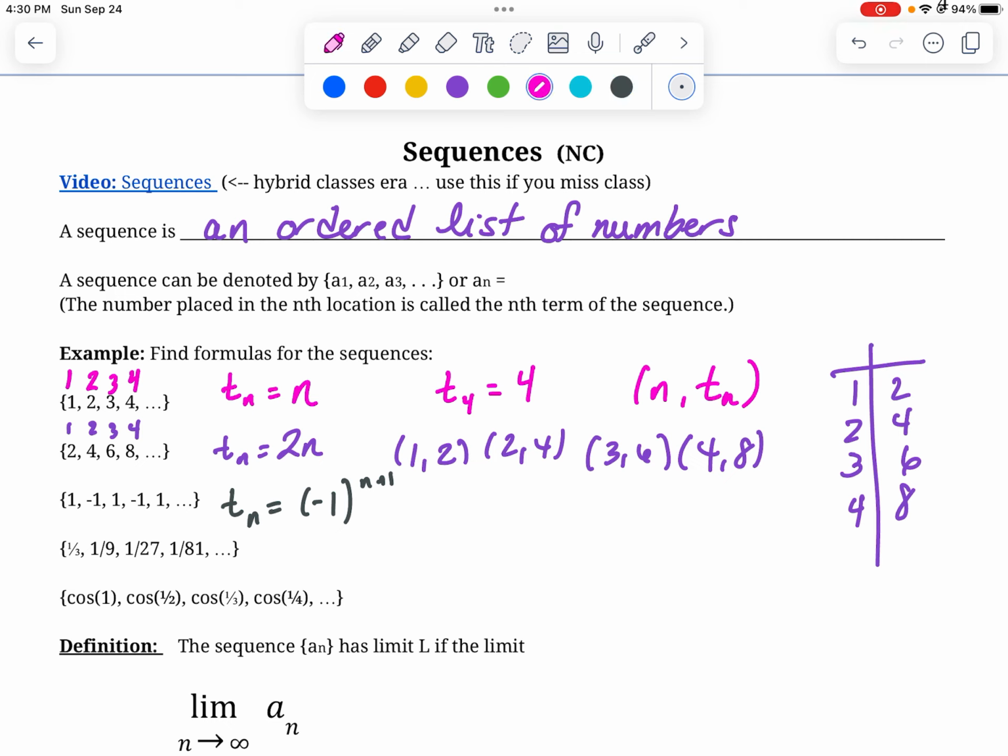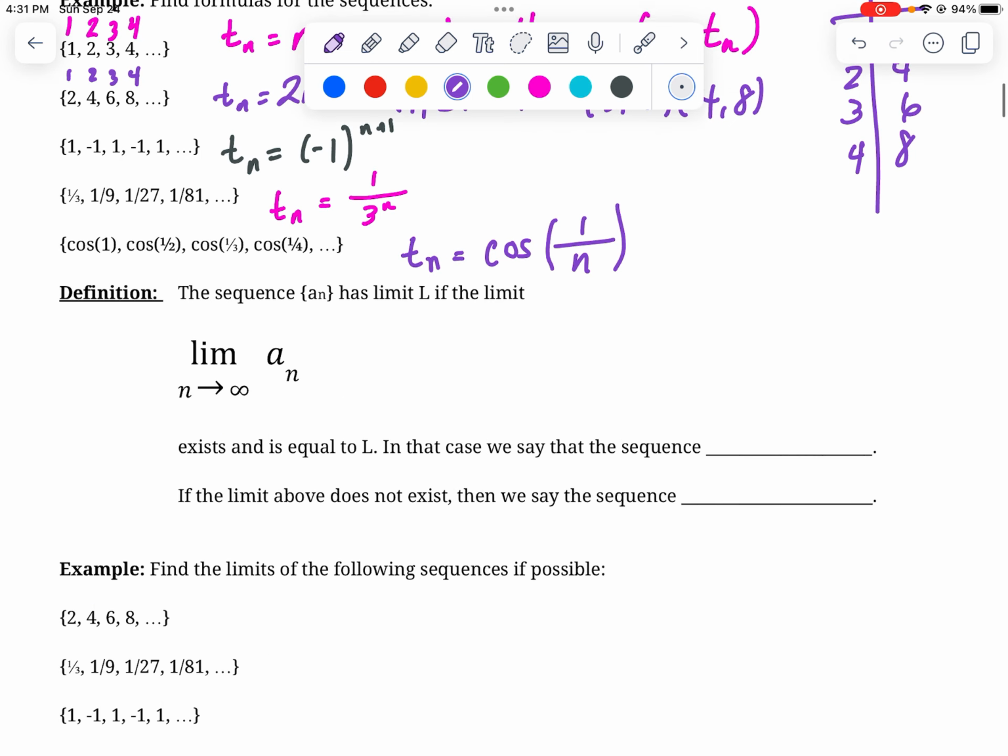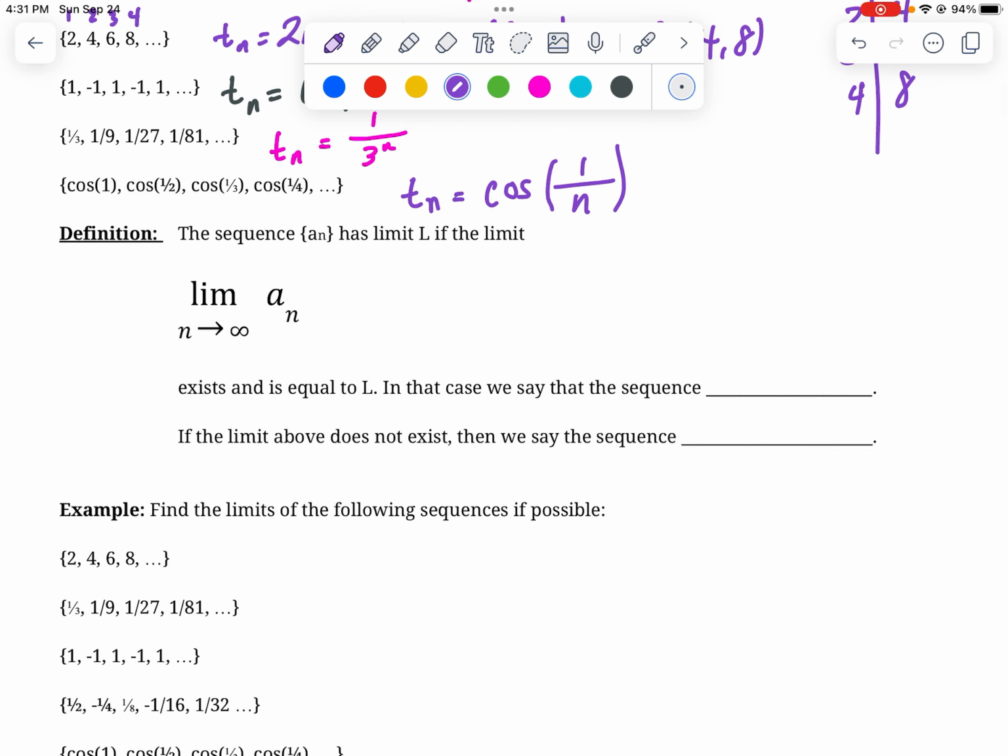Then the next one, you could say, well, all of the numerators are 1, so in my formula I need to have a 1 always, and then the denominators go 3, 9, 27, 81. Those are powers of 3. And in a similar manner, the last one, you could say, well, all of these have cosine, so cosine has to be part of the formula. All of them have 1 in the numerator, and then my denominators go 1, 2, 3, 4. So that's going to be my formula. Okay, so that's the idea of what sequence formulas should look like in explicit form.